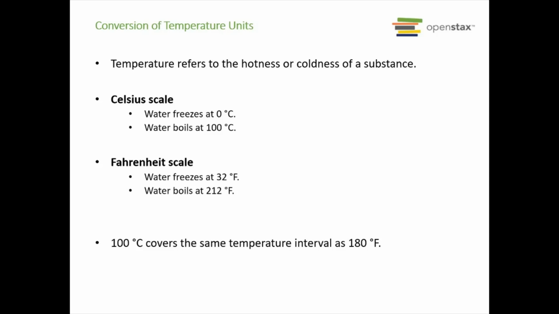Now, there are 2 scales that are very common. Those are Celsius and Fahrenheit. Celsius being what pretty much everyone in the world uses except for the good old US of A. And it specifies that at 0 degrees Celsius is where water freezes, and it boils at 100 degrees Celsius. Now, the Fahrenheit scale, this is what we use in the US, specifies that water freezes at 32 degrees Fahrenheit and boils at 212.